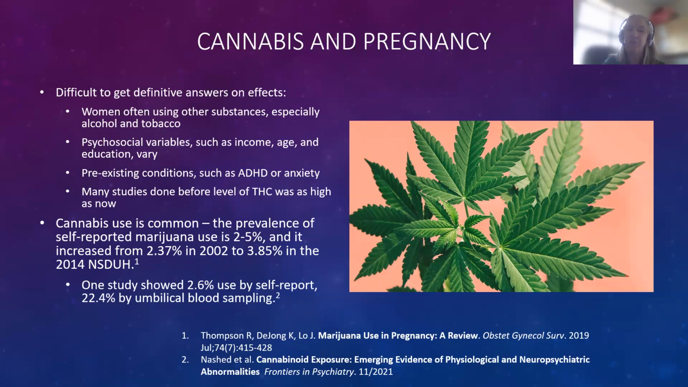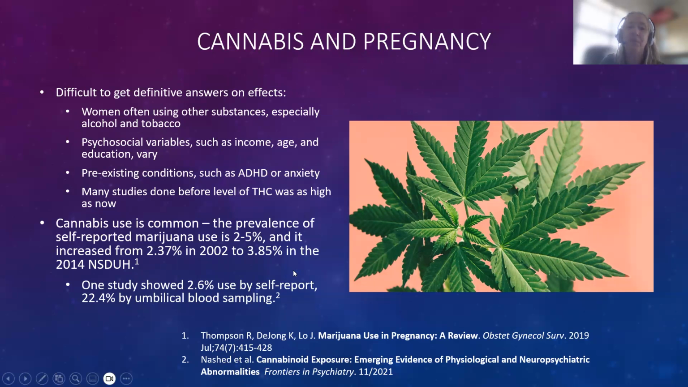Another problem is that psychosocial variables such as income, age, and education can vary. There may be pre-existing conditions such as ADHD or anxiety. So it's very common for people to self-medicate with cannabis for these conditions. And then when the baby ends up having these conditions when they are in their teens, is it because the mother used cannabis or because of a genetic predisposition? Another problem is that many studies were done before the level of THC was as high as it is now.